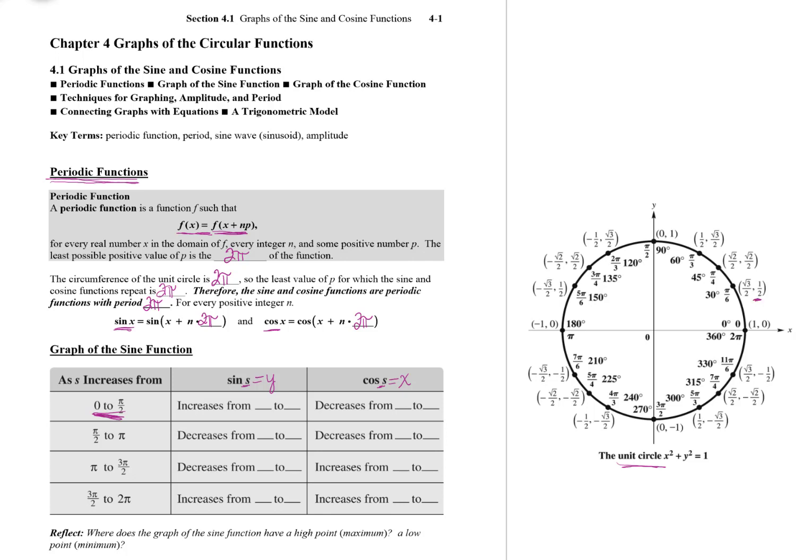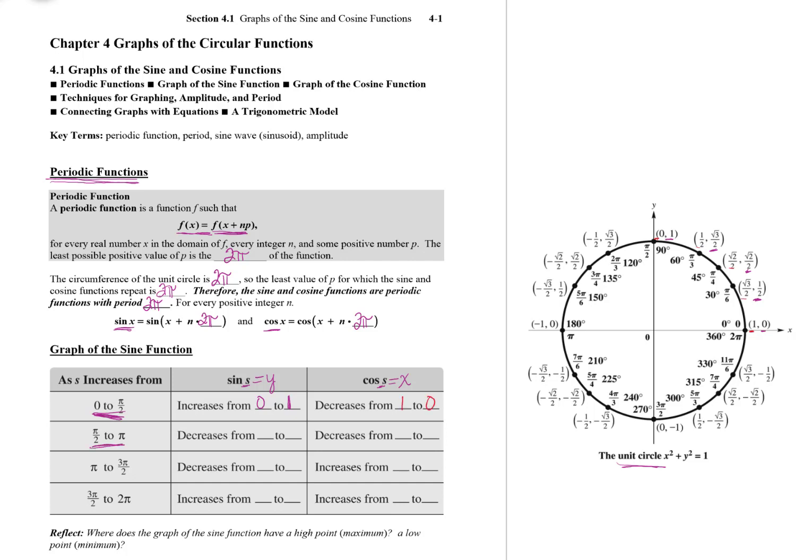And remember, those are the y values here. If you look at the unit circle, what is happening to the y values? Well, the y values are going from 0 up to 1. So the y values increase from 0 to 1. What's happening to the x values? Well, the x values, they start at 1, and then they go down to 0. And so this decreases from 1 to 0.